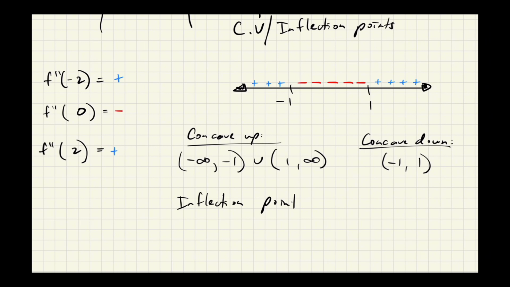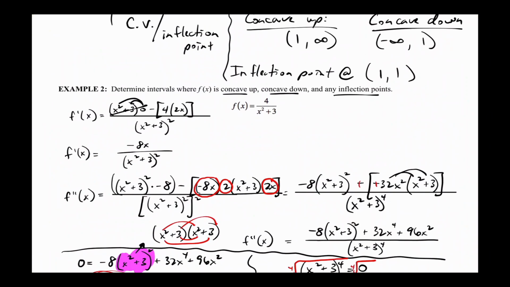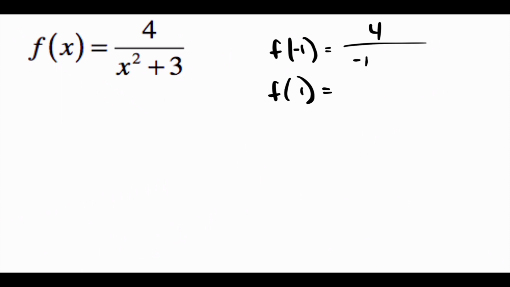Inflection points at negative 1 comma something, 1 comma something. So the last thing to do is plug in negative 1 and positive 1 back into the original, but the original wasn't that bad. So when I plug in negative 1 or positive 1 to the original, I get 4 over negative 1 squared plus 3, 4 over positive 1 squared plus 3.